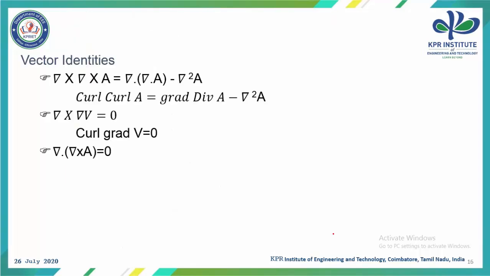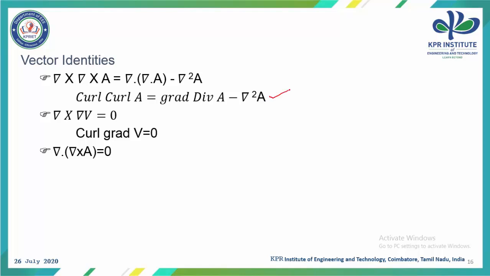Now these are the vector identities. You have to remember these vector identities. They will be helpful to solve problems in the 5th unit, and also help you to derive expressions in the 5th unit. The vector identities: del cross del cross A equals del of del dot A minus del squared A. The same thing can be written like this: curl of curl of A equals gradient of divergence of A minus del squared A.